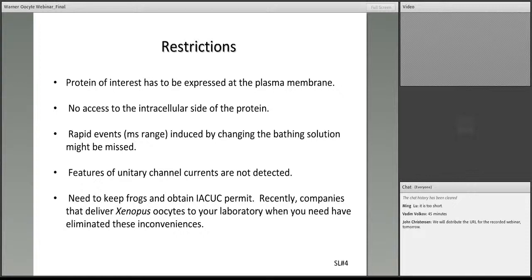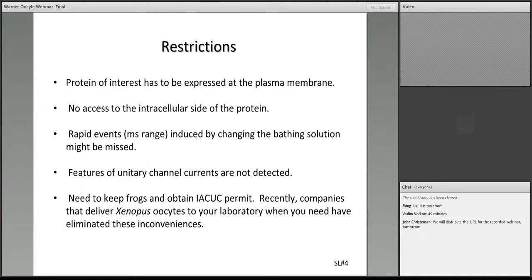The technique has some restrictions or limitations. The protein to be examined has to be expressed at the plasma membrane. If your protein of interest is expressed in an intracellular organelle, for instance, the ER, lysosome, or mitochondrion, you might need to isolate that membrane and use, instead of the two electrode voltage clamp, the preferred technique, which will be the patch clamp. Otherwise, you can purify the protein and reconstitute it into lipid bilayers.